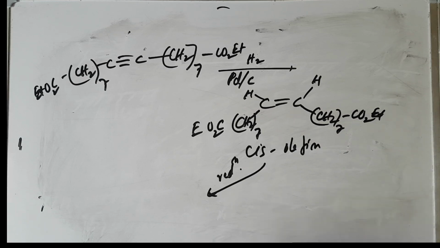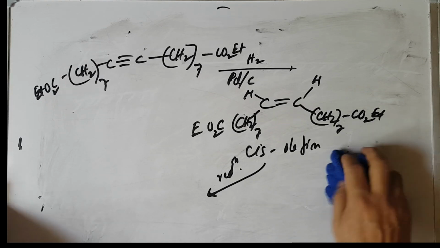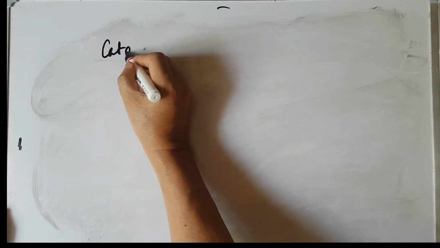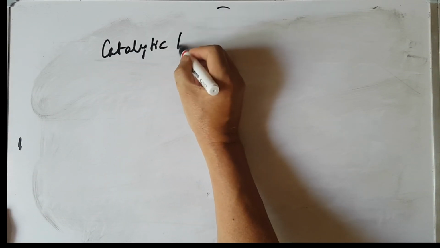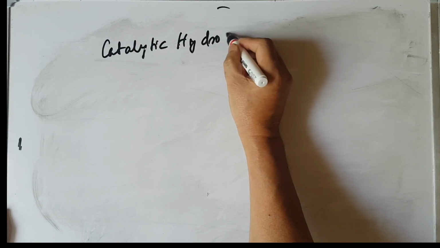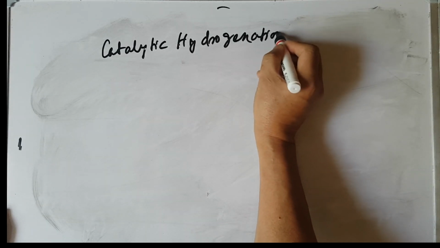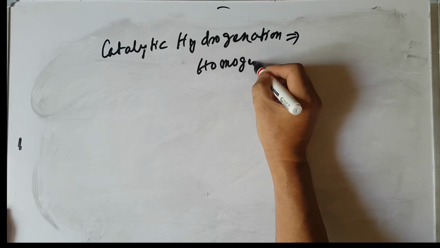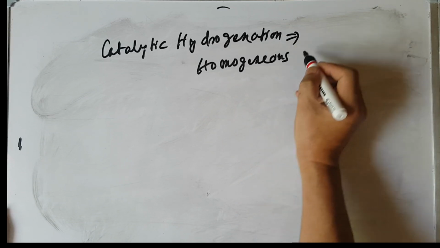So these are all what I have talked about. All this is for heterogeneous catalytic hydrogenation, the heterogeneous system. Now let's come to catalytic hydrogenation in the homogeneous system.